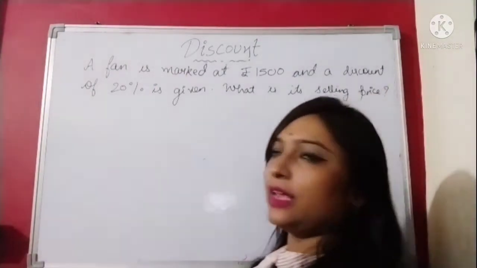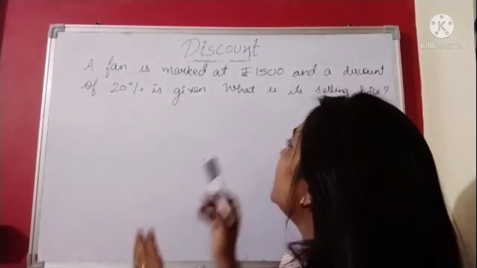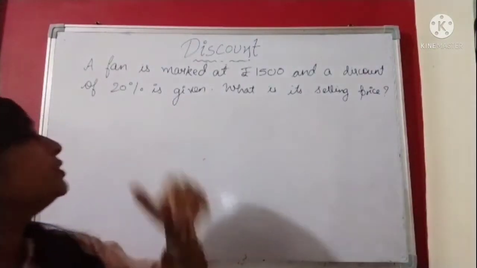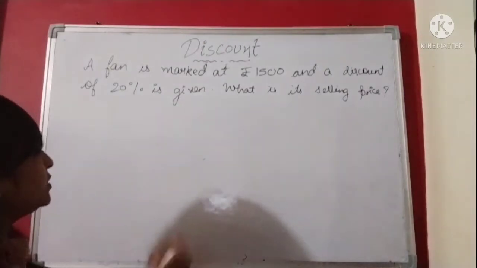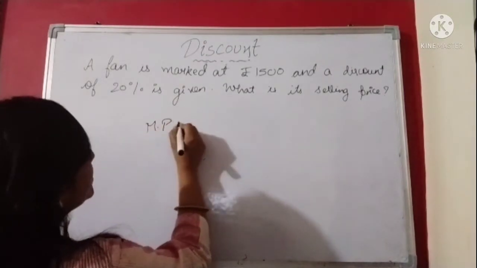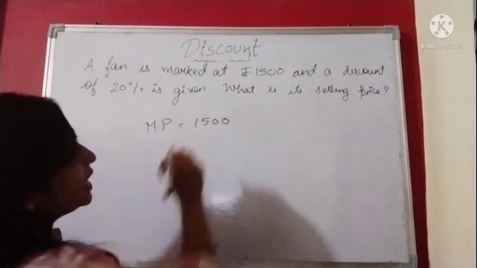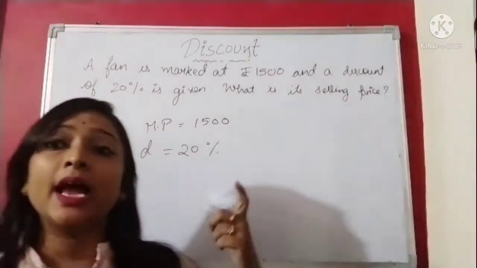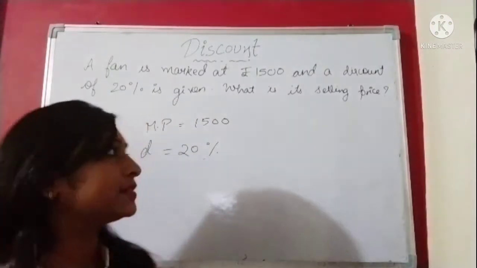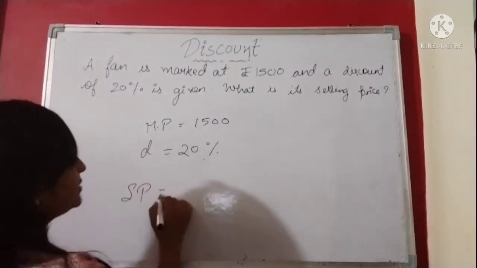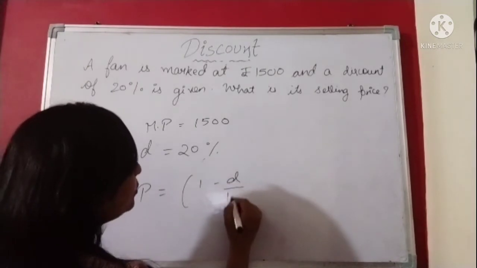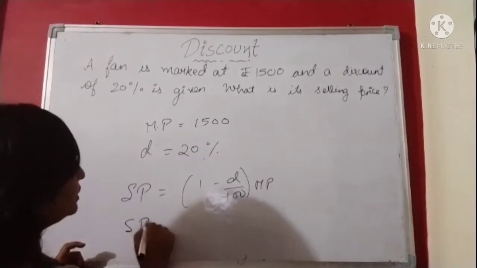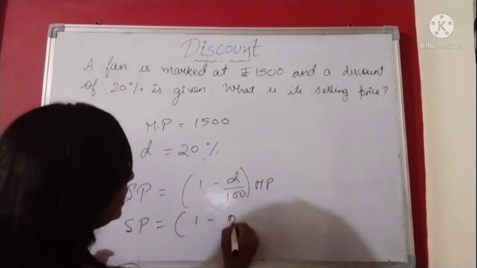Now here the question says a fan is marked at rupees 1500 and a discount of 20% is given. So let's write whatever is given to us. Marked price is rupees 1500 and a discount is 20% which is given to us. And what is the selling price? Just now we discussed the formula of the selling price. When we have direct discount percent given, this is the formula. So we are simply going to substitute this value and get the answer.